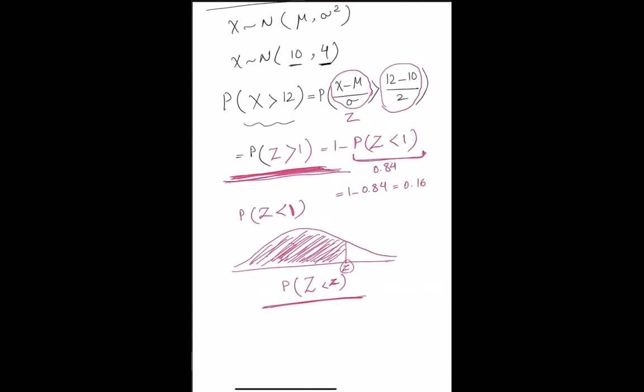So always make sure to pay attention. The probabilities that you get from the Z table are always in this form. And if you need something in a different form, make sure to translate it to probabilities that you can get from the table, then do the calculations and report the final value. Does that make sense?